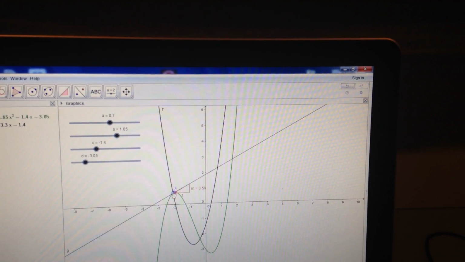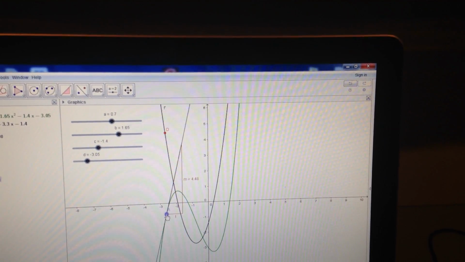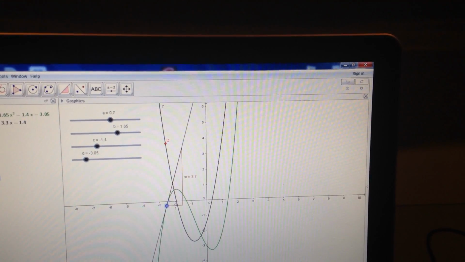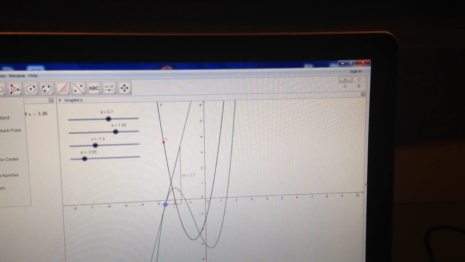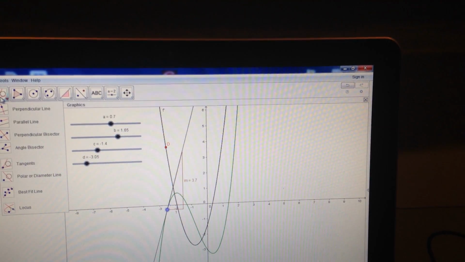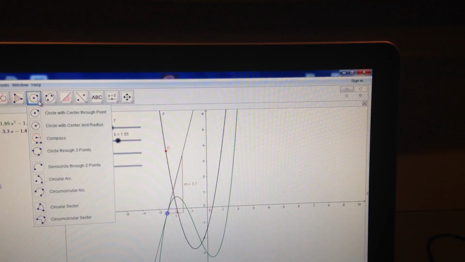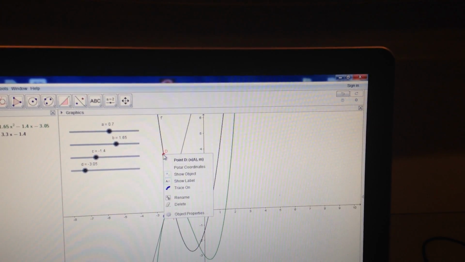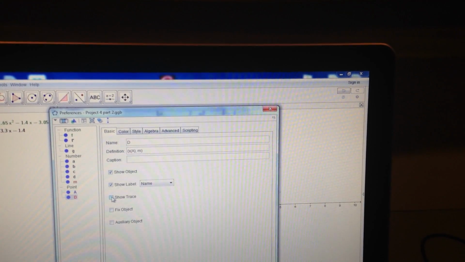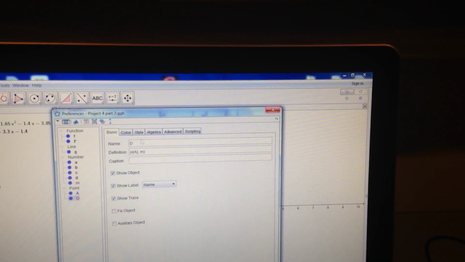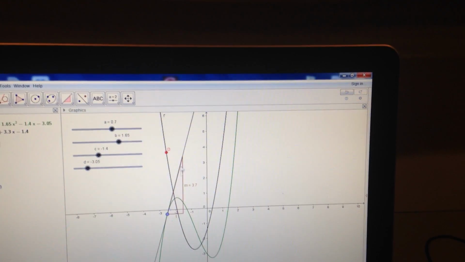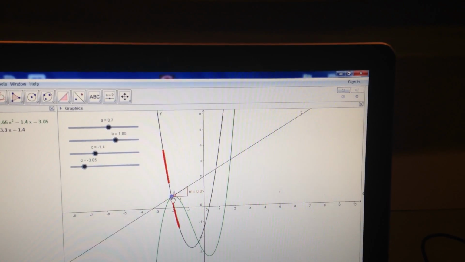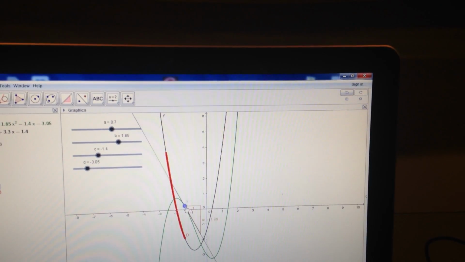So as we move A around on our function, we can see D moving. We can put a trace on D. And here we can put on object properties. We can show a trace of D, which will make it stand out quite a bit. It's going to be red. And now as we move A around on our function, you can see D moves along the parabola of our derivative function.